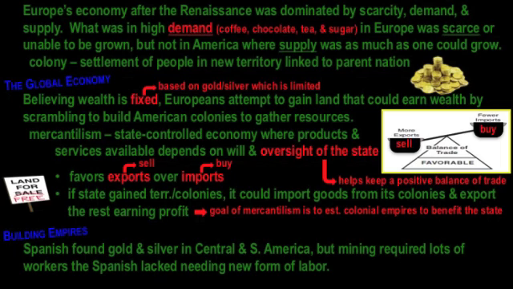So the Spanish themselves found gold and silver in Central and South America. They found it from the Indians, and the Indians eventually led them to where more gold and silver would be found. But the mining operations required lots of work that the Spanish lacked. They didn't have enough people in these colonies to do the work that was needed. So they began to search for a new form of labor.